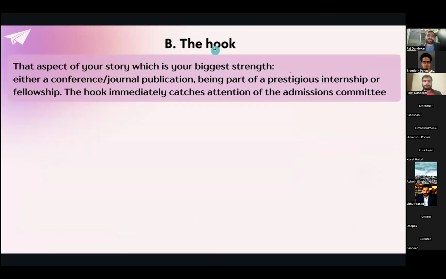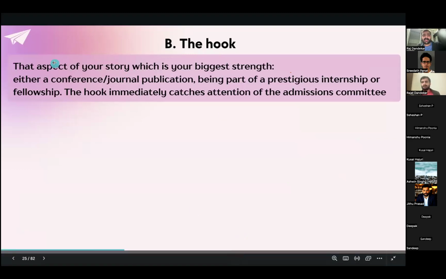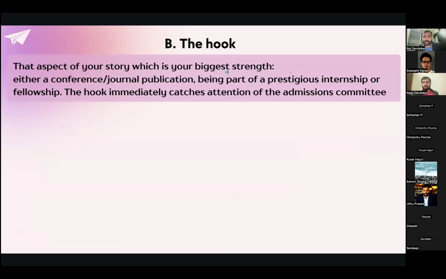The second point, which is the most important in your SOP, is your hook. A hook is that aspect of your story which is your biggest strength. This is going to distinguish you from the rest of the applicants. So it can either be a conference or a journal publication. It can be a prestigious internship or a fellowship, or of course, it can be your grades. So hook is that point which immediately catches the attention of the admissions committee.